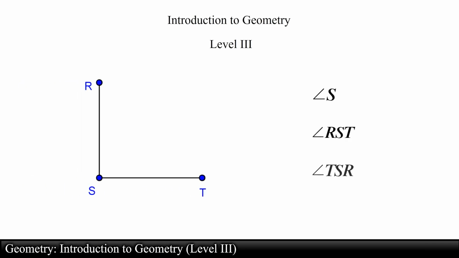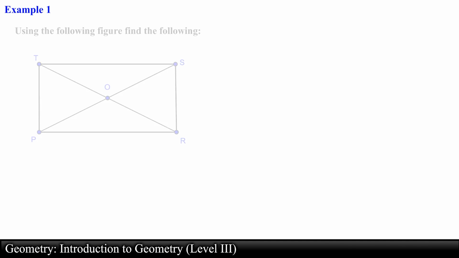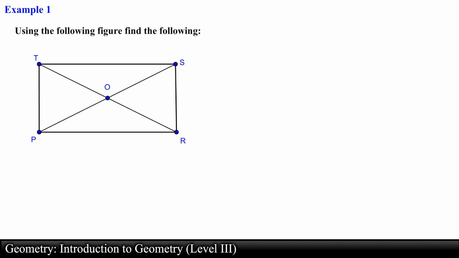Introduction to Geometry, Level 3. In this video, we're going to practice denoting and naming angles by using various points located on a geometric figure. Let's go ahead and jump straight into the first example. Using the following figure, find the following. Name angle OPR in all other possible ways.